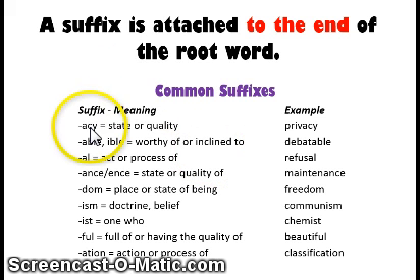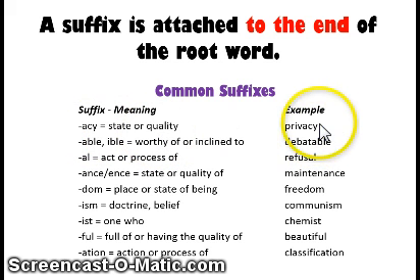So again, if you'd like to pause to take a look at some of these examples, we have AC, state or quality. So over here we have an example, privacy. Notice we changed the whole format of the word. It's not private, AC. We got rid of that last TE. It's now just privacy. So sometimes when you're attaching suffixes, you actually have to get rid of a few letters or two, or maybe even sometimes a whole syllable for it to sound melodic, I guess, make it sound like it makes sense.